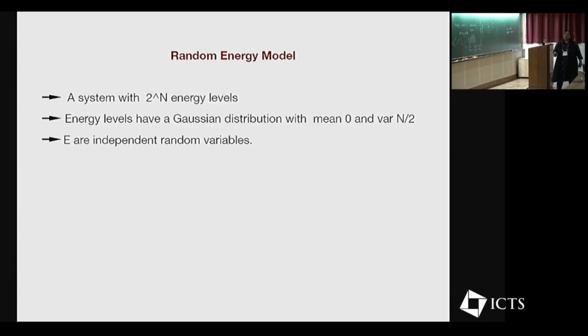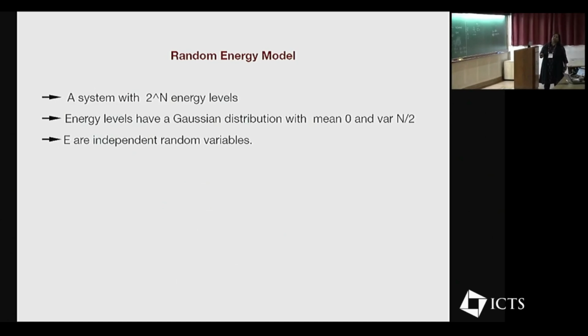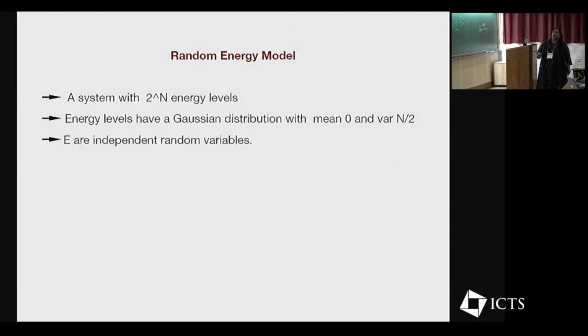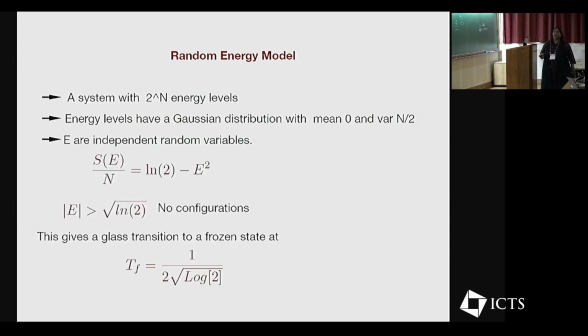Based on this, Derrida defined the random energy model as a model with 2^n energy levels, and in the original model, the energy levels have a Gaussian distribution with mean 0 and variance n/2, and these E are independent random variables. The model is very easy to solve.